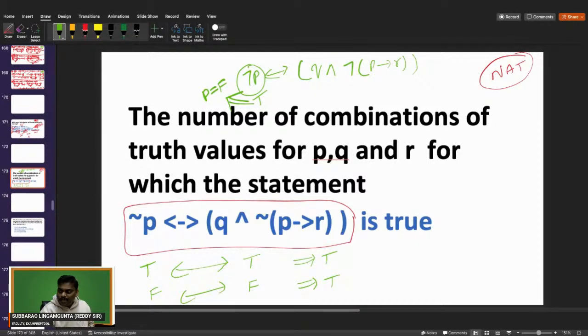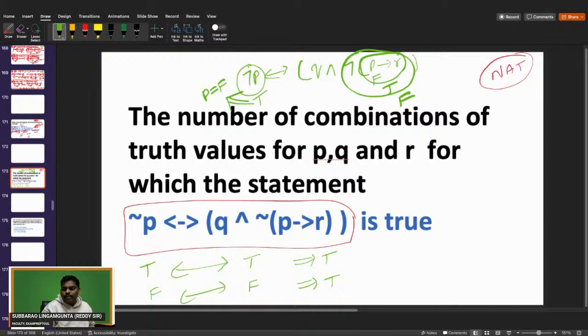Let's substitute the right side. P becomes false. False implies anything, it should be true. Negation true becomes false. Q and false will become false. So I think, yeah.